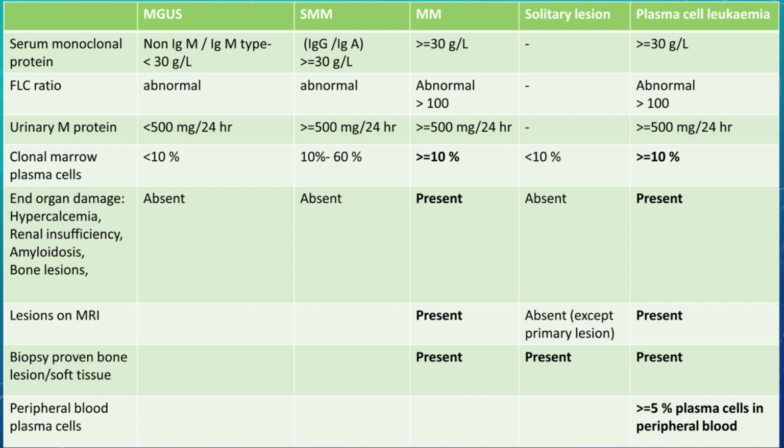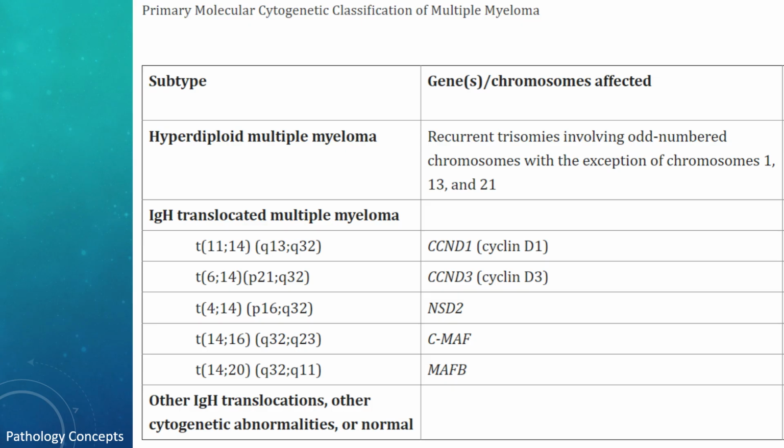Now let's learn about the molecular cytogenetic classification of multiple myeloma. First is hyperdiploid multiple myeloma, which includes recurrent trisomies involving odd numbered chromosomes with the exception of 1, 13 and 21. Second is IgH translocated multiple myeloma, in which first is translocation t(11;14)(q13;q32). The gene involved is CCND1, cyclin D1. Second is translocation t(6;14)(p21;q32).